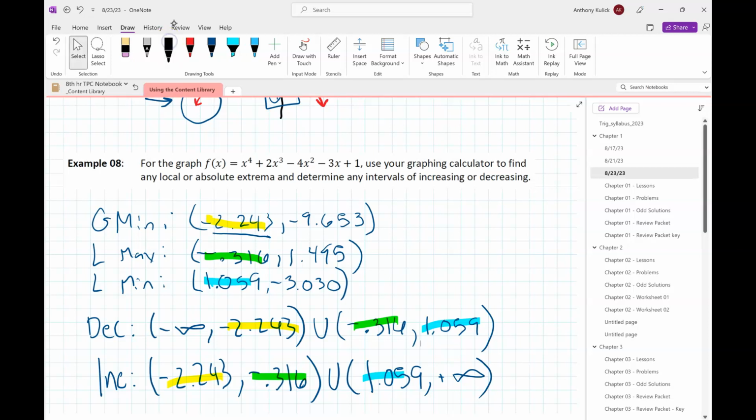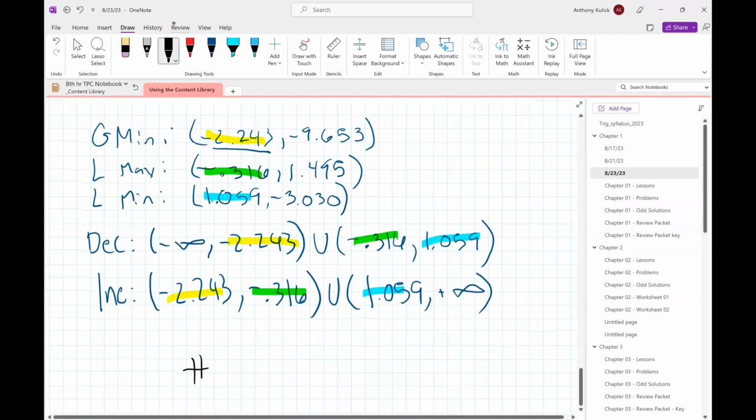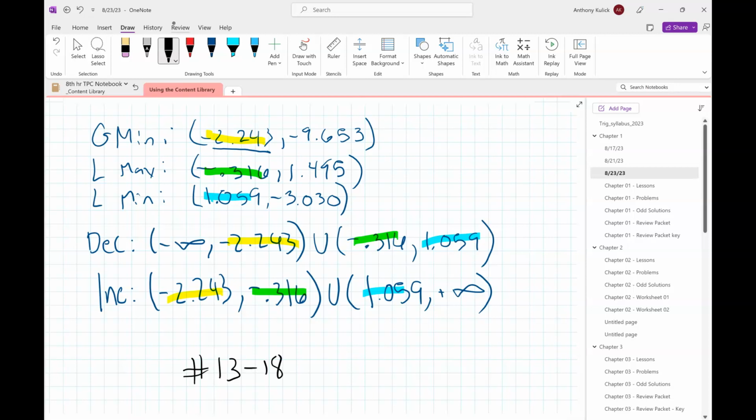Okay. That's as much as I want to do today. At this point, you guys should also be able to do 13 through 18. That'll be the last of the problems for your problem set on Sunday. So Sunday's problem set you should have done up through 18. Everybody okay with that?